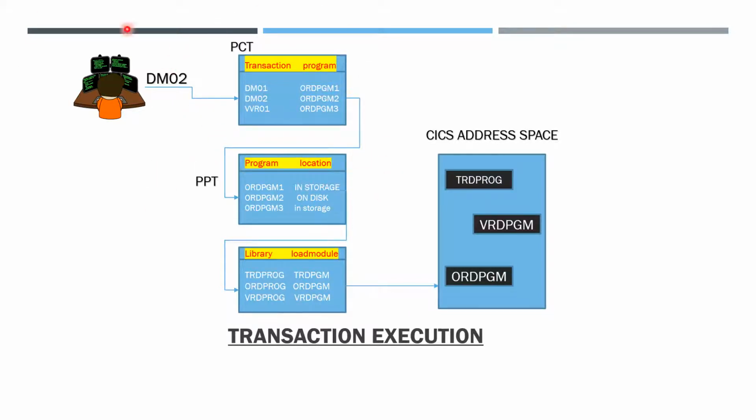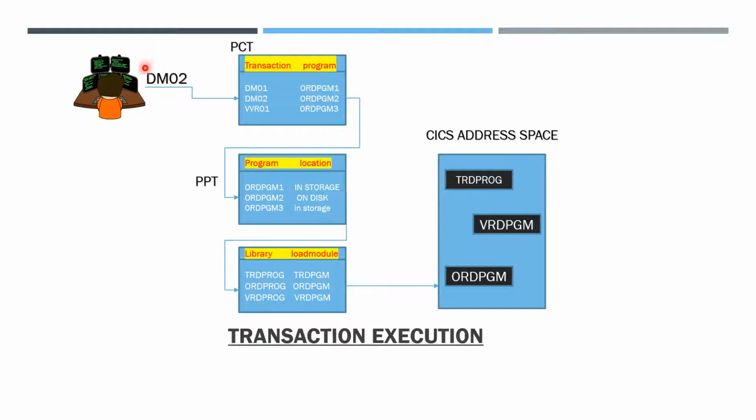Here, from the terminal, we see DMO2. DMO2 is a transaction issued by the terminal. The terminal is a user interface where the user issues the transactions. PCT is the program control table, PPT is the program processing table, and this is the CICS address space. Firstly, the user issues a transaction.